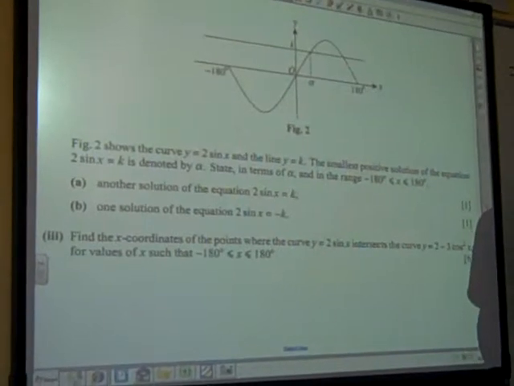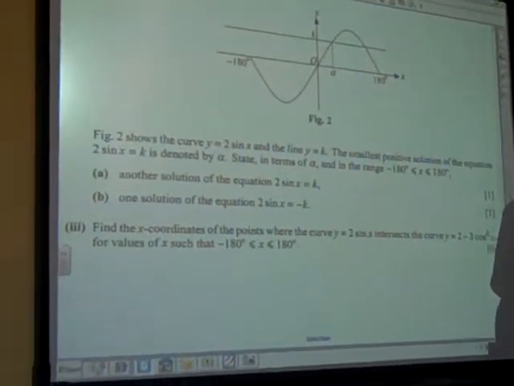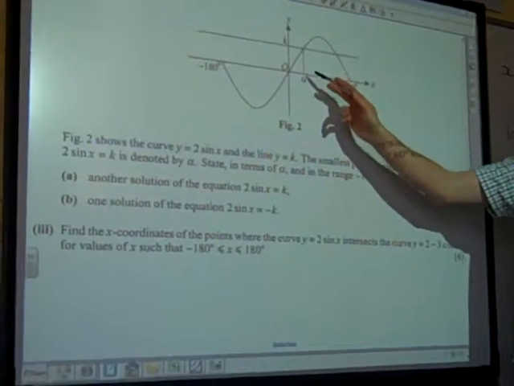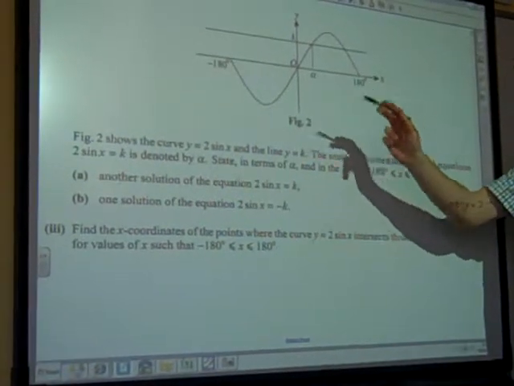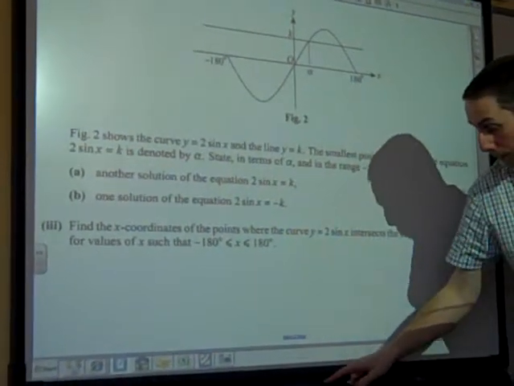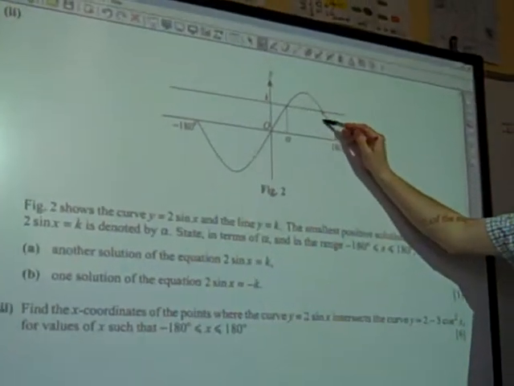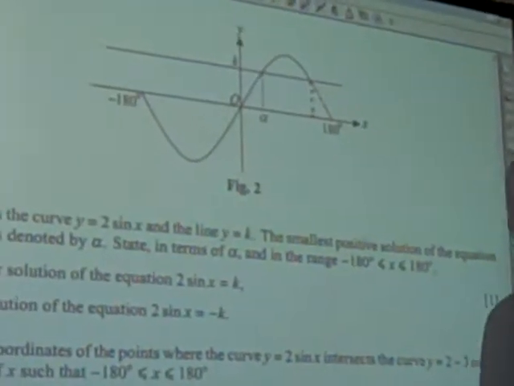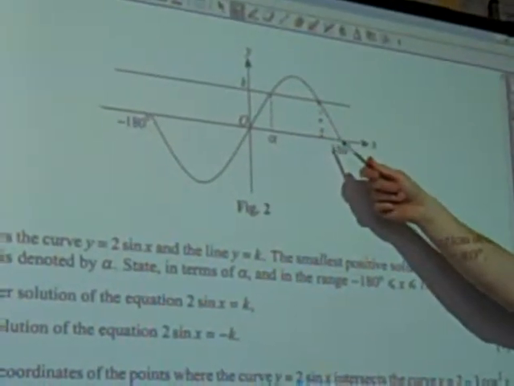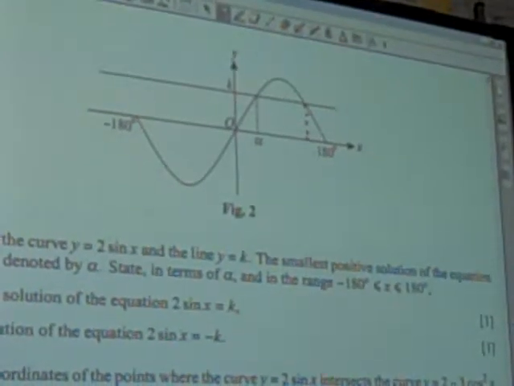They're wanting us to use the symmetry of the graph here, aren't they? So if that solution there is alpha, another solution of the equation is the other point where they intersect. So we need to state what the x value is of that point.